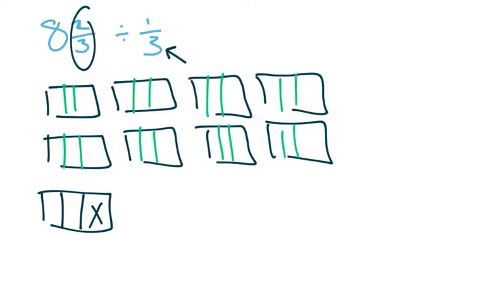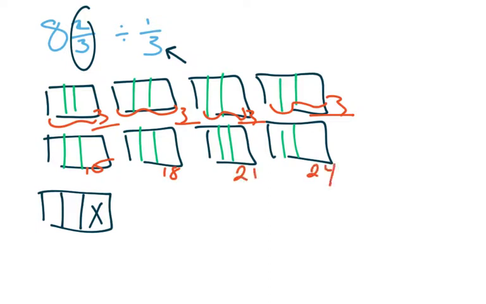And then I'm going to count. How many 1/3 size pieces are in here? 3. Another 3, another 3, another 3, 3, 6, 9, 12, 15, 18, 21, 24, 25, 26. Our answer here would be 26 wholes because there are 26 whole-sized 1/3 pieces in 8 2/3.